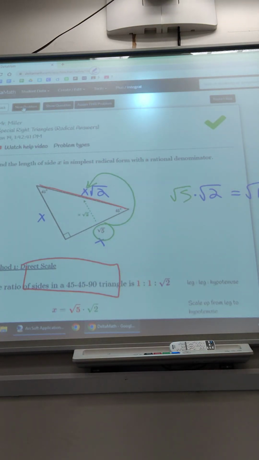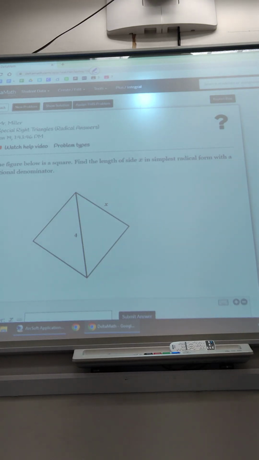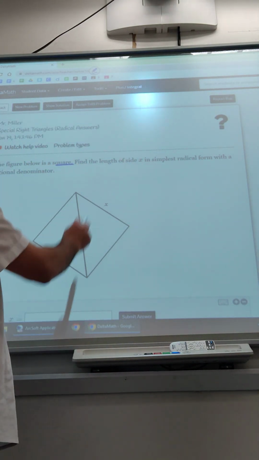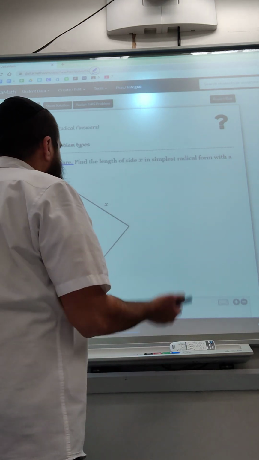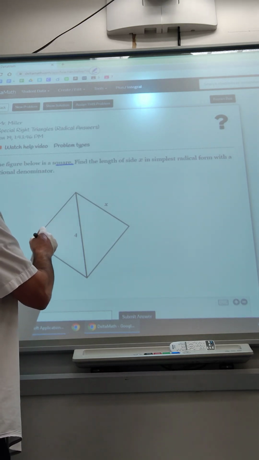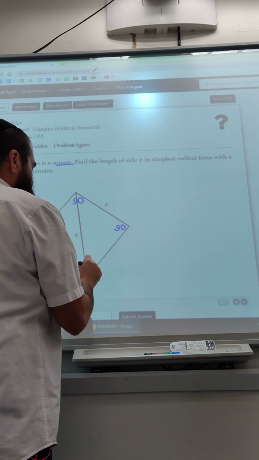All right, let's see what else we got here. Okay, here's another interesting one. This one we haven't seen. So now we got a square. Find the length of side x in simplest radical form with a rational denominator. So first of all, what we want to realize is that in a square, every angle is 90 degrees, right? Every angle is 90 degrees.